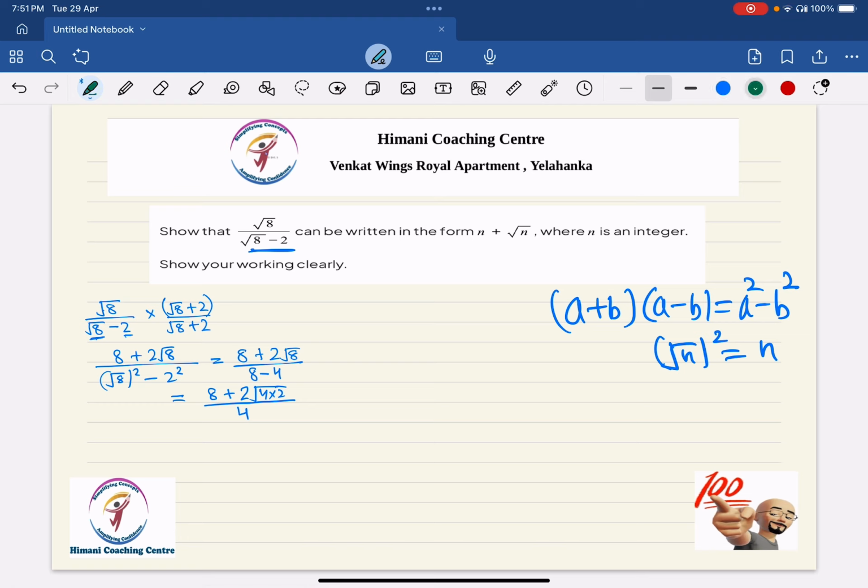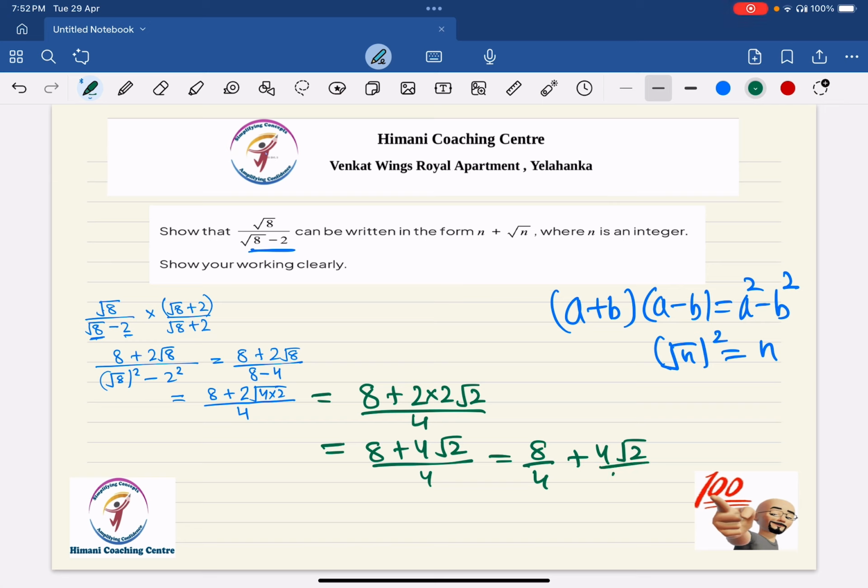So now I am getting here 8 plus 2, square root of 4 is also 2. So this divided by 4, which is 8 plus 4 root 2 by 4, which can be written as 8 over 4 plus 4 root 2 over 4. Now 4 twos are 8, so we get 2 plus root 2. What are they saying? It should be n plus root n. So what is n here? N is 2. That is how we solve this question.